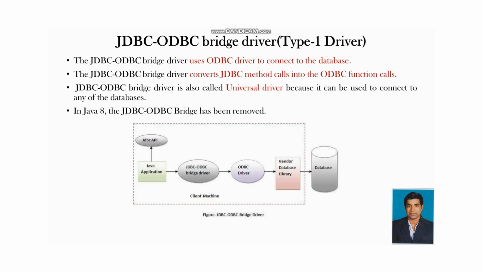First, type 1 driver, the JDBC-ODBC bridge driver. The JDBC-ODBC bridge driver uses the ODBC driver to connect to the database. It converts JDBC method calls into ODBC function calls. It is also called a universal driver because it can be used to connect to any of the databases. In Java 8, the JDBC-ODBC bridge has been removed.